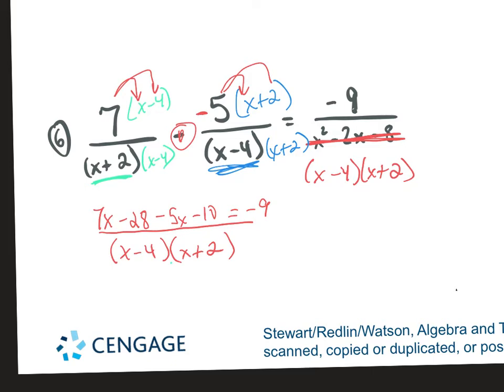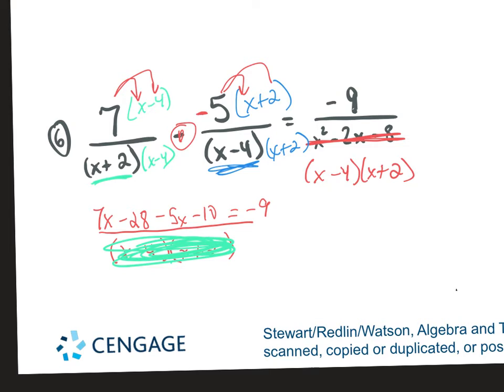What can I do with the denominator? Cross it out. Cross it off. Don't even have to worry about it anymore. Now this is just a simple algebra equation. You want to solve for x. Do I have an x squared and an x or anything like that? No, I just have x's. So move all of the x's to one side and the numbers to the other side.